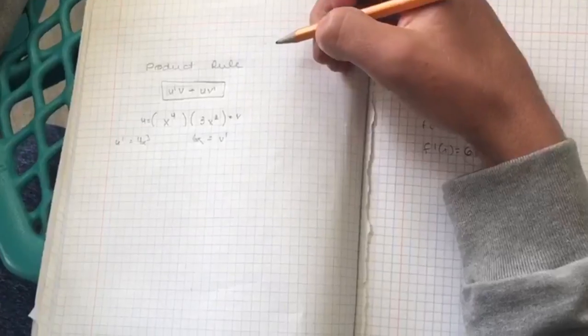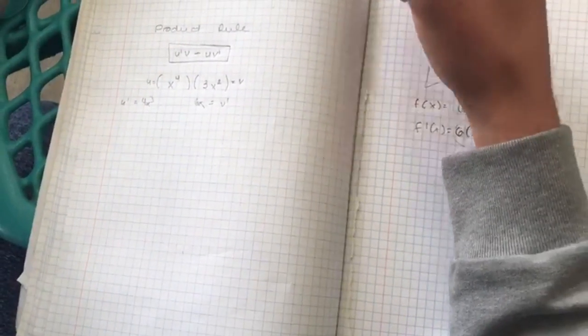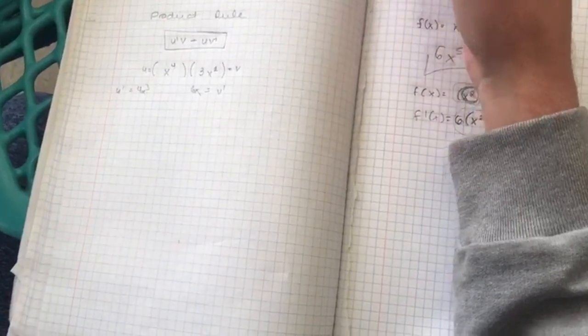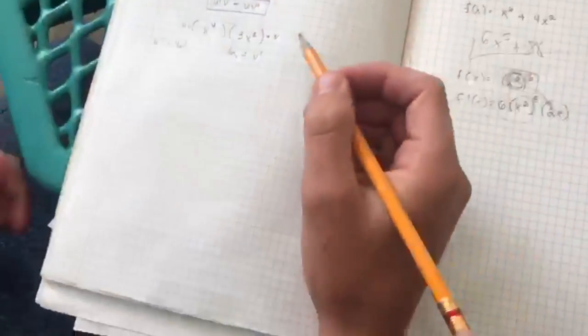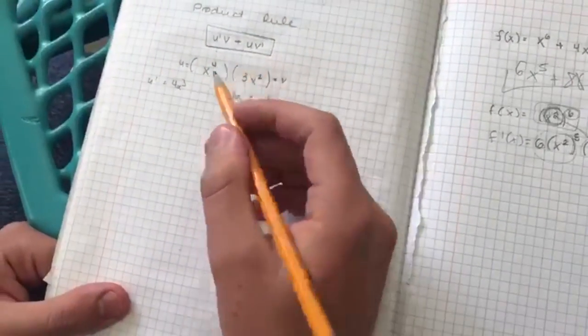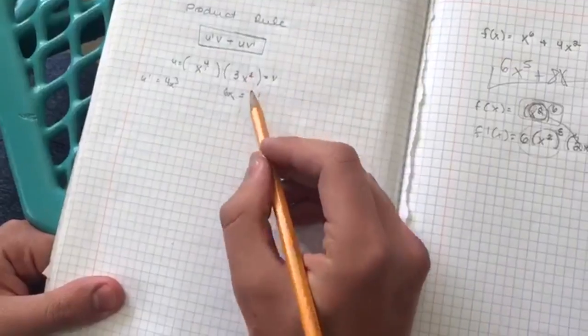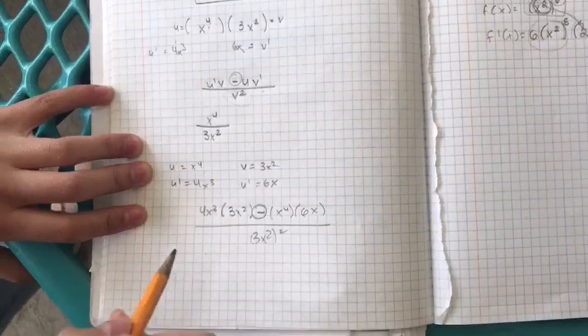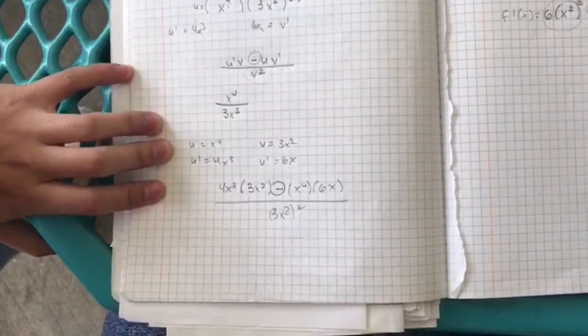I also know that in the product rule, you multiply the first function by the derivative of the second function, and the second function by the derivative of the first one, and you add the results. For example, in here, this is the formula. The derivative of this one is this one, and the derivative of this one is this one. You're right.